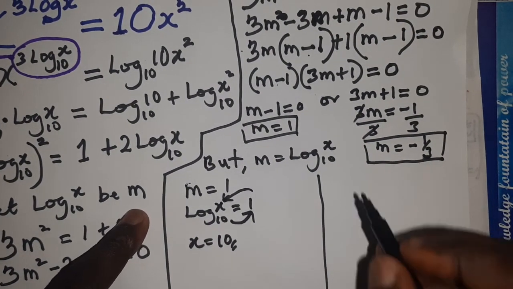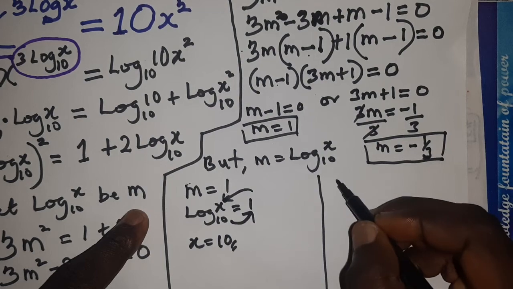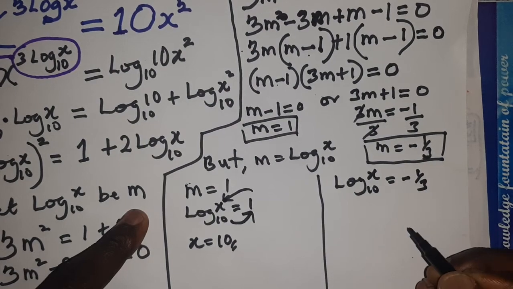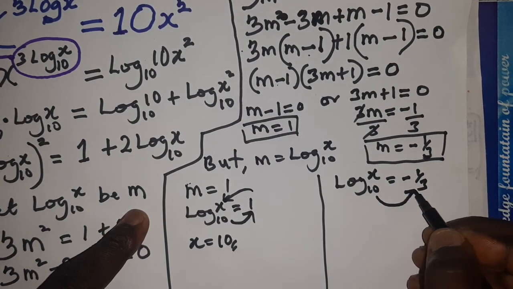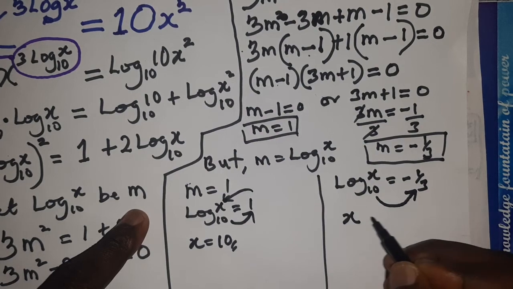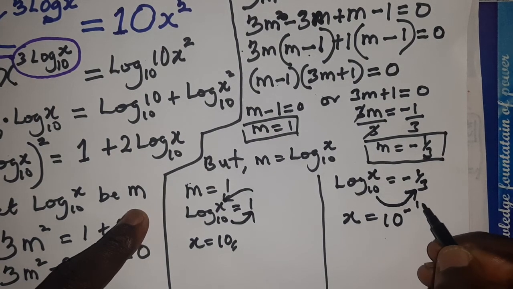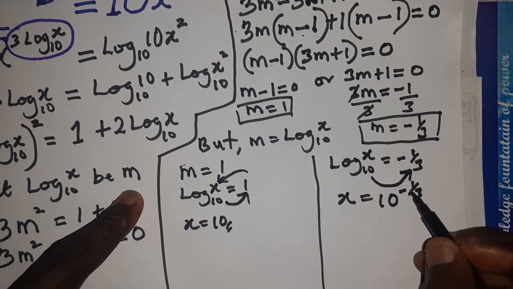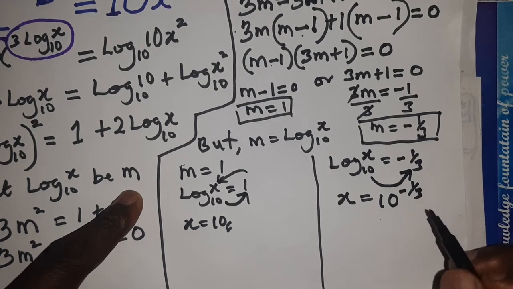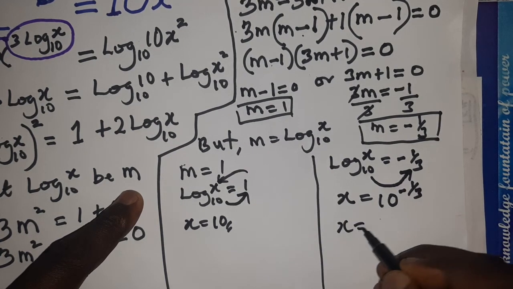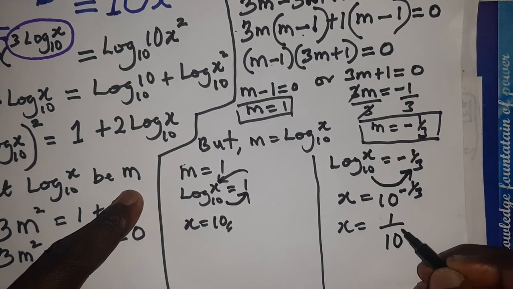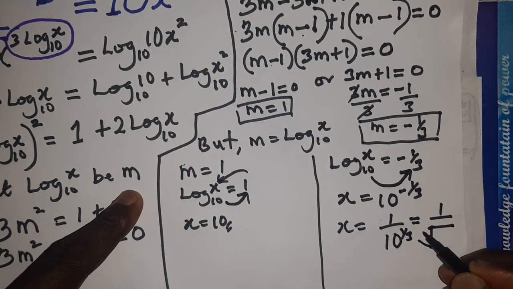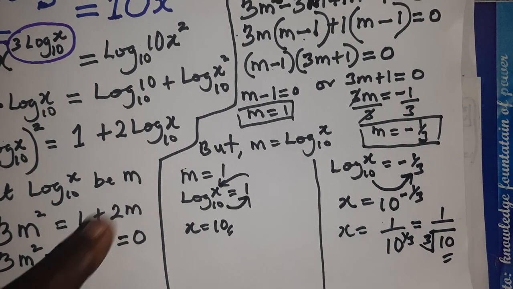Then for this part here, we have m equals minus 1 over 3. So we have log x base 10 equals minus 1 over 3. The same drill, 10 raised to the power, the whole minus 1 over 3 must give x. So we now have x equals 10 raised to the power minus 1 over 3. And then we can still break this one down using law of indices. The negative fractional index here will inverse the whole number. So we now have x equals 1 over 10 raised to the power 1 over 3, which can also be written as 1 over the cube root of 10. So that's it. Very easy.